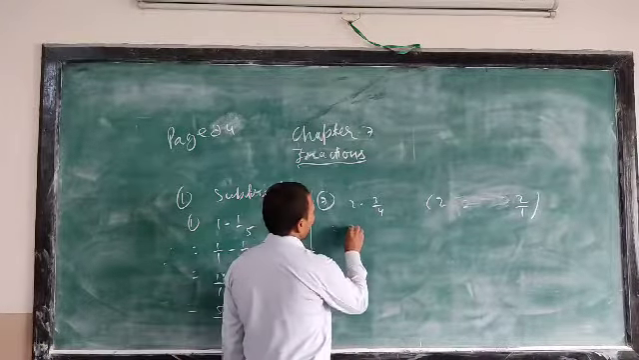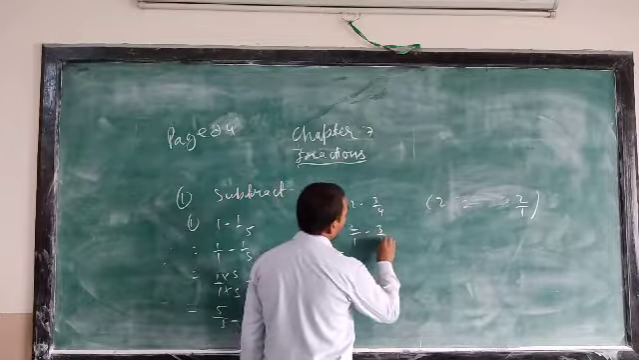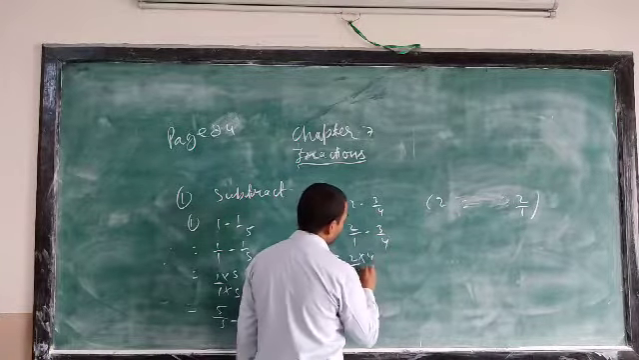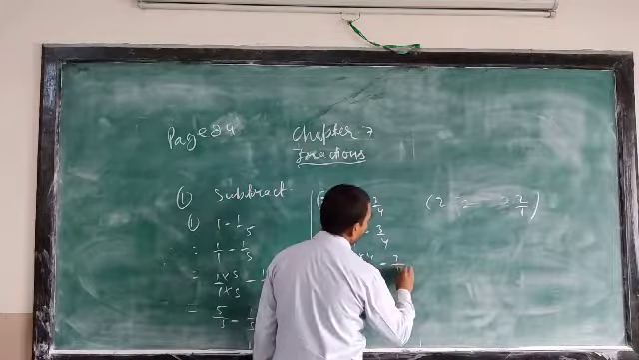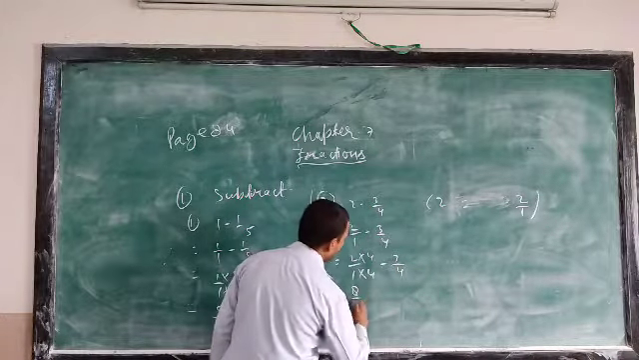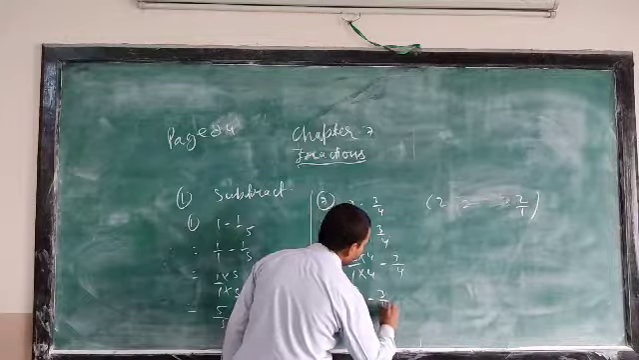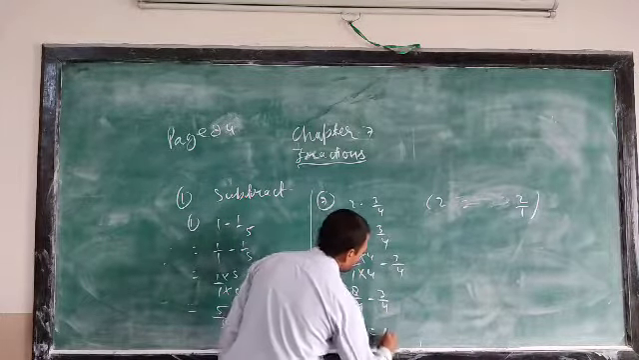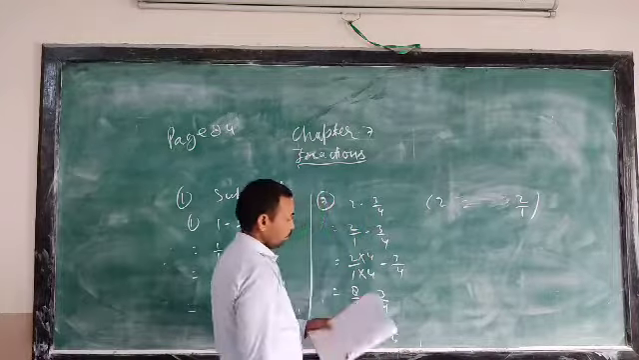So 2 can be written as 2 by 1, and 3 by 4. The LCM of 1 and 4 is 4. So here 2 multiplied by 4 is 8 by 4, and then 3 by 4 minus 3 by 4. So 8 minus 3 is 5 by 4. You can convert this into a mixed number, 1 and 1 by 4.